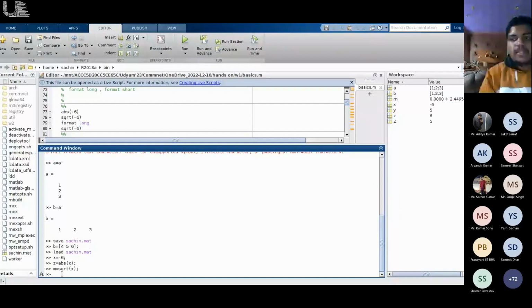m is being printed with some real 0 and imaginary some number 2.4495. If we square that number we will get minus 6. Okay.